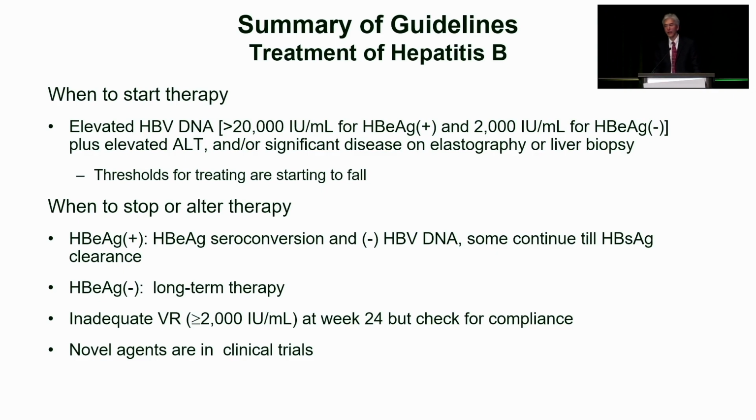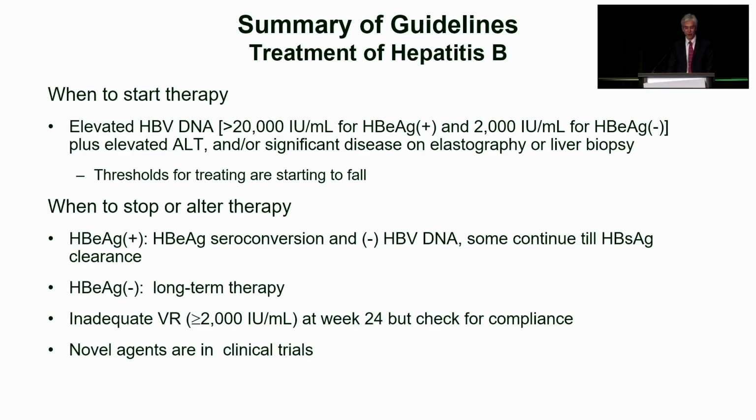So in summary, when to start therapy: elevated HBV DNA with an elevated ALT, or significant disease on elastography or rarely liver biopsy. And the thresholds for treating are starting to fall, and that's going to continue as we get more effective therapies. When do you stop or alter treatment? So e-antigen positive, it's seroconversion and undetectable HBV DNA, although some, including myself, continue these individuals to surface antigen clearance. E-antigen negative, it's long-term, to surface antigen negative.